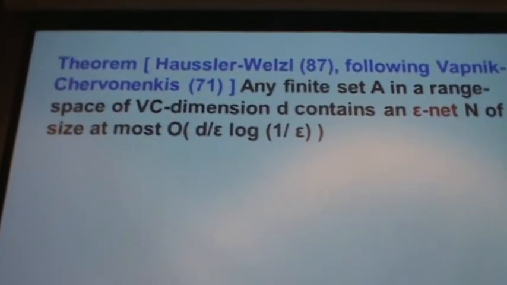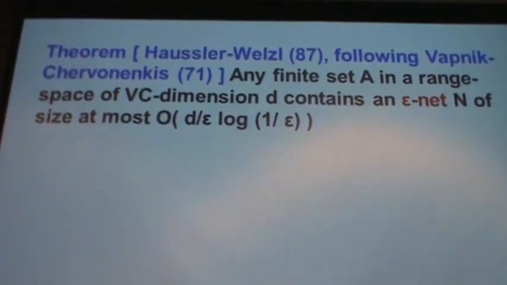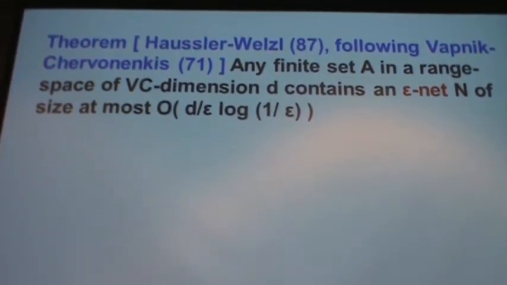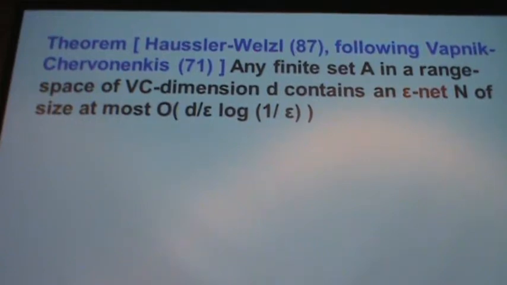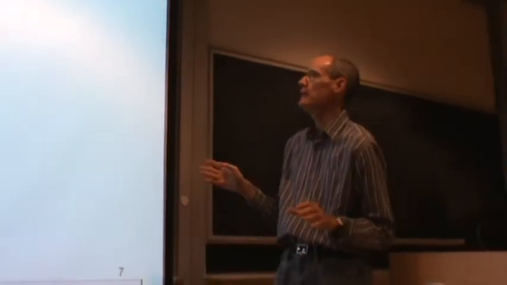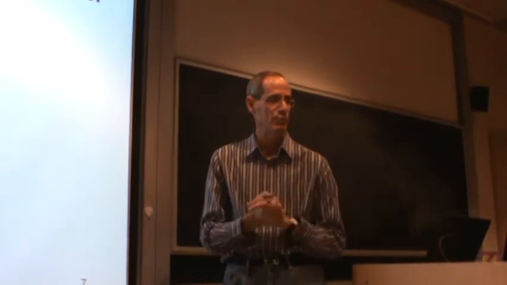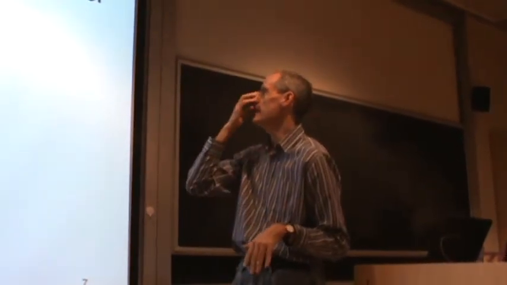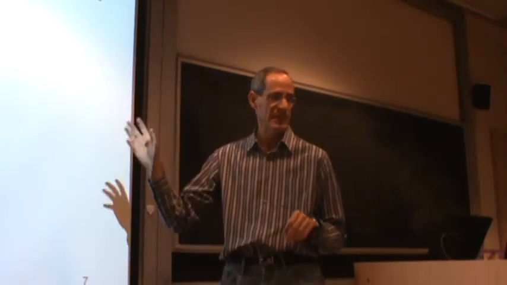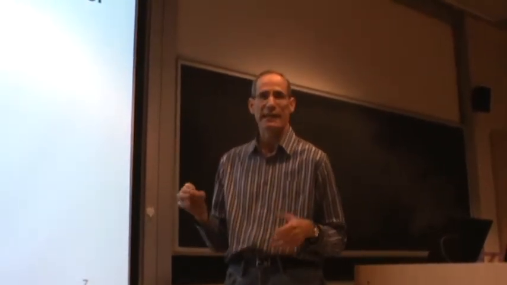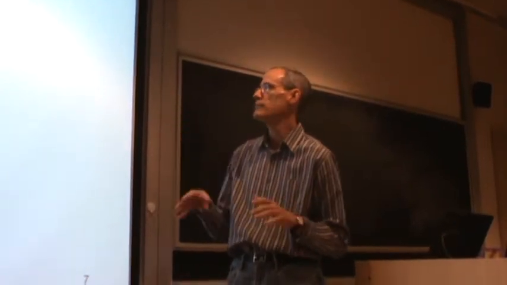And here is some basic theorem of Haussler and Welzl. From the 80s, it really follows the original proof of Vapnik and Chervonenkis. It's a very nice proof. So it says the following, that if we have some finite set A in a range space of VC dimension d, think about d as small, maybe one of the examples we had before, then it contains an epsilon net, so some subset of it, which will be an epsilon net, and its size is very small. So how small? Some absolute constant times d over epsilon times log of 1 over epsilon.